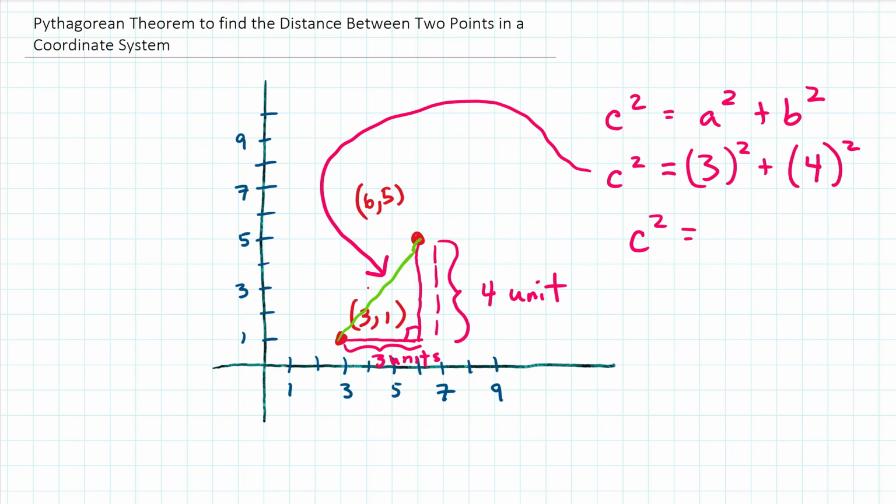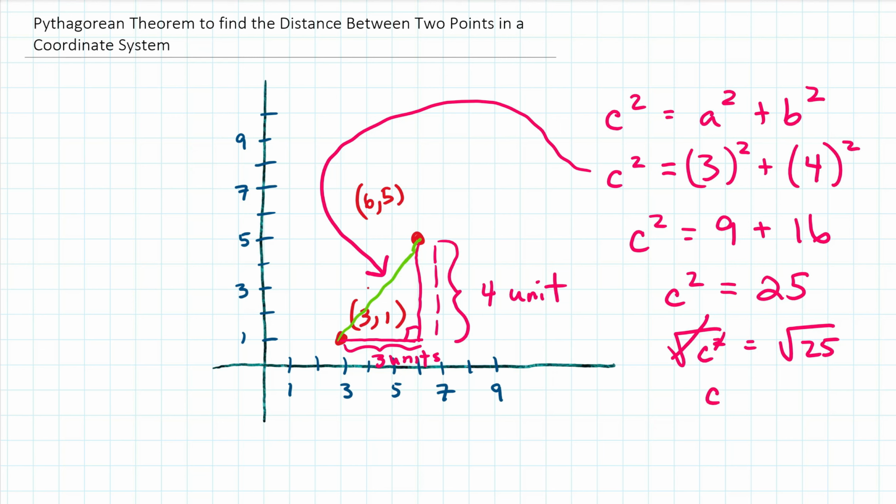First, c squared is equal to 3 squared, which is 9, plus 4 squared, which is 16. So c squared is equal to 9 plus 16, which is 25. And now we just use the square root property, taking the square root of both sides. When we take the square root of something squared, we're left with that value c. That's what we wanted the whole time, to get that c. And the square root of 25 is 5. So the distance between (3, 1) and (6, 5), that green line up there, is 5 units.